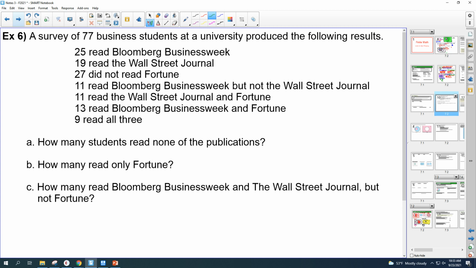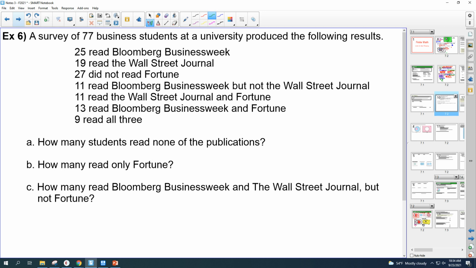Survey of 77 business students at a university produced the following results. 25 read Bloomberg Business Week, 19 read Wall Street Journal, 27 did not read Fortune, 11 read Bloomberg Business Week but not Wall Street Journal, 11 read Wall Street Journal and Fortune, 13 read Bloomberg Business Week and Fortune, 9 read all 3. And then they ask you some questions.